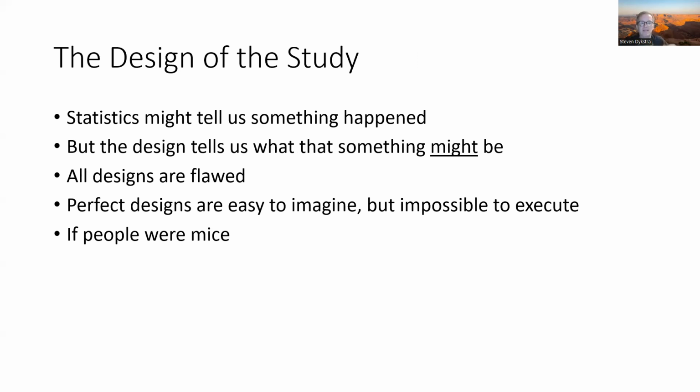So statistics can tell us something that happened, but the design tells us what that something might be. So you have to pay attention to how the study is designed. And the one thing you have to know is all designs are flawed. All designs have strengths and weaknesses. They're all flawed. And again, this is the reason why we can never use just one study to make big decisions. Perfect designs are easy to imagine, but impossible to execute.